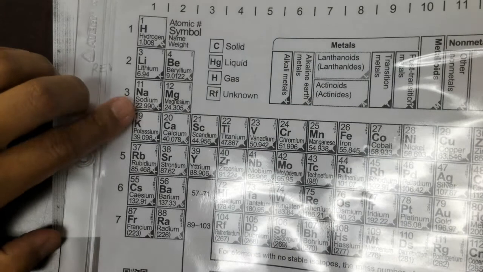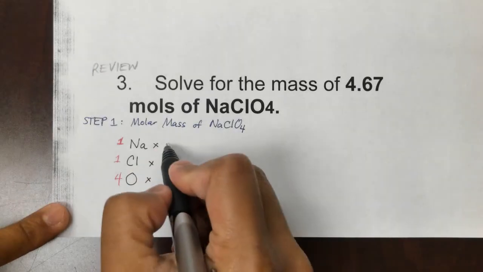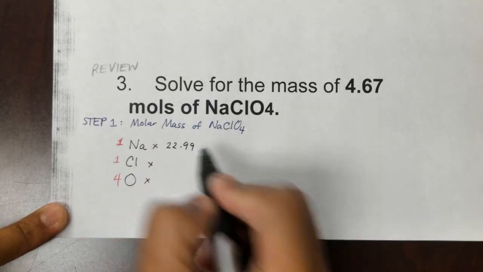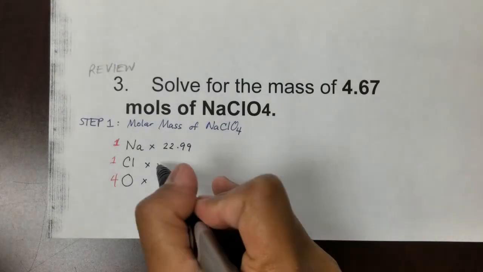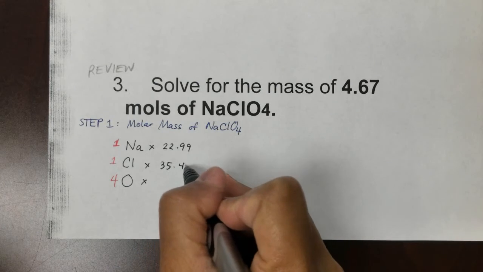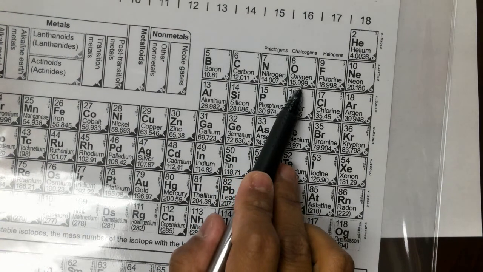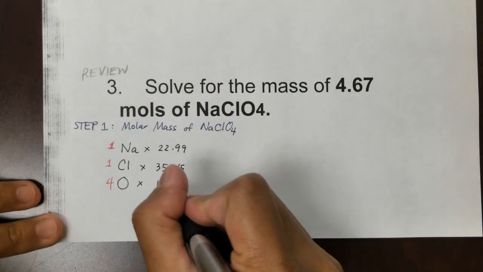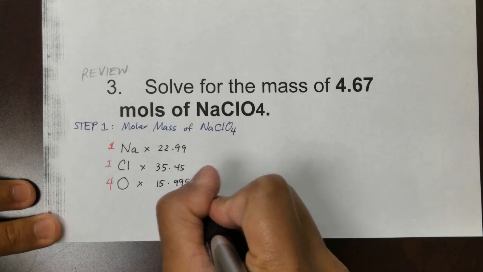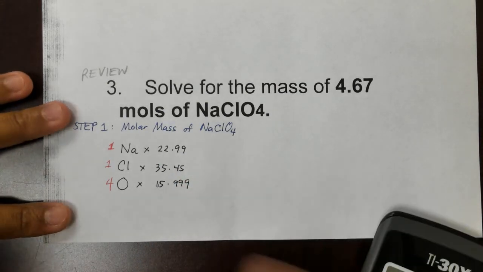So let's start with Na. Na is 22.99, so we're going to write it here, 22.99. Cl is here, which is 35.45. And then lastly, for oxygen, it's 15.999, or sometimes it's going to be rounded up to 16. That is fine. I will just follow my 15.999 so we don't get confused with our source.